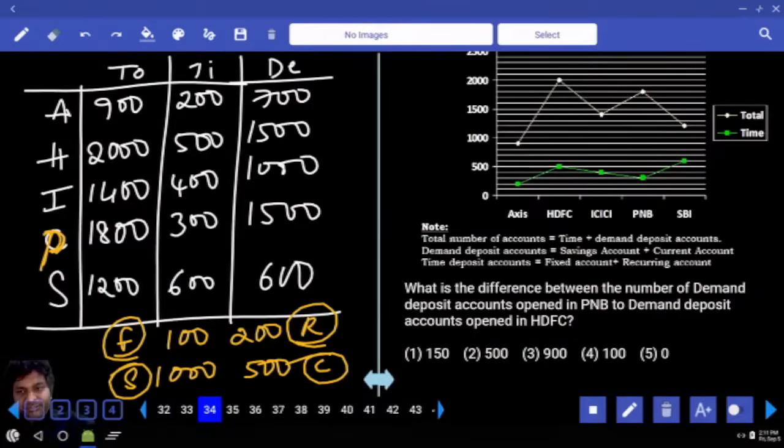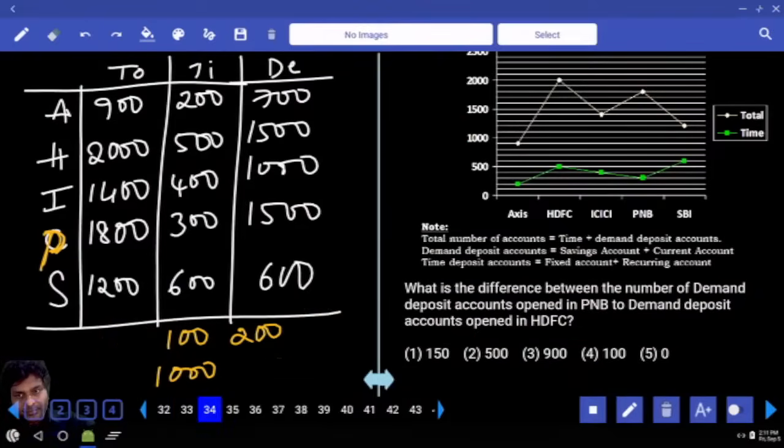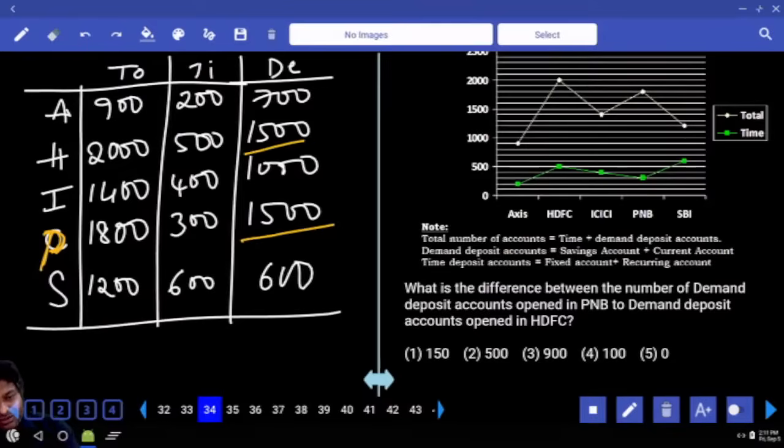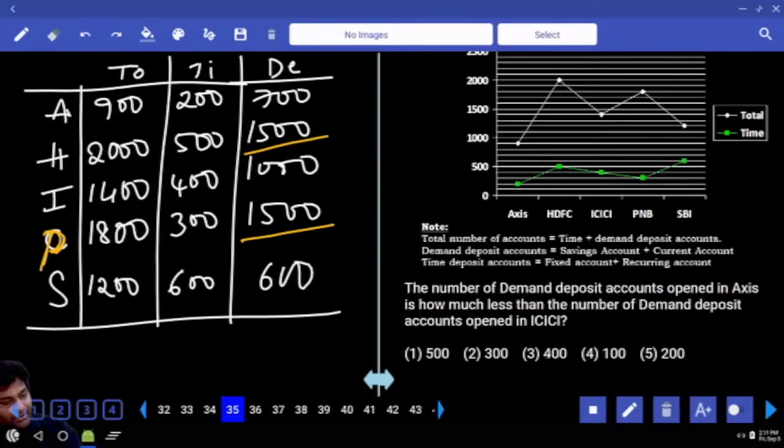What is the difference between number of demand deposit accounts opened in PNB to demand deposit accounts opened in HDFC? And we were asked to calculate difference, right? 0. Number of demand deposit accounts opened in Axis is how much less than number of demand deposit accounts opened in ICICI. It is clear, difference only 300.